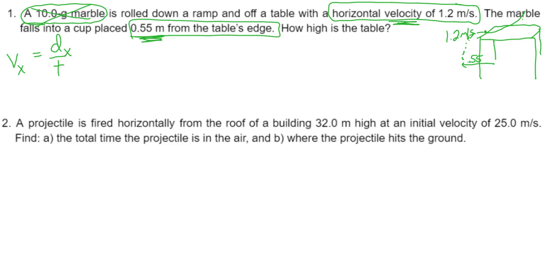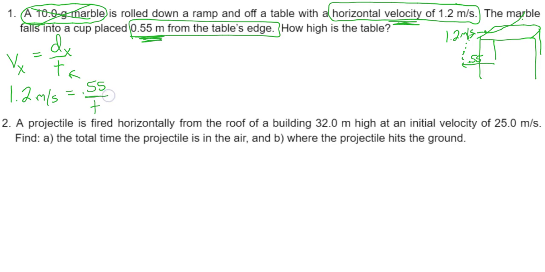So we are looking for dy, the distance in the y direction, but before we do that, we have to figure out how much time it spends in the air. So we plug in the values that were given. 1.2 meters per second is equal to our distance in the x direction over time. Our distance in the x direction was the 0.55 meters, so I'll go ahead and plug that in. So 0.55 divided by time.